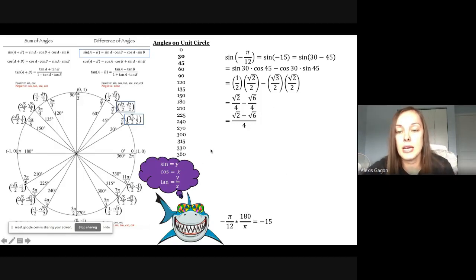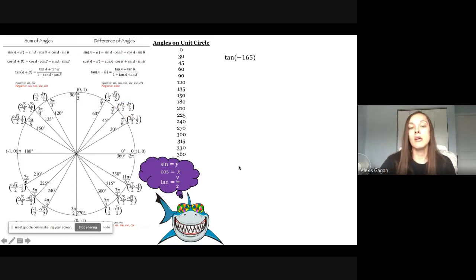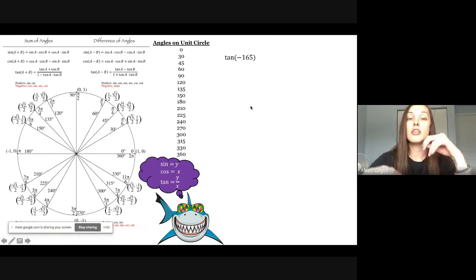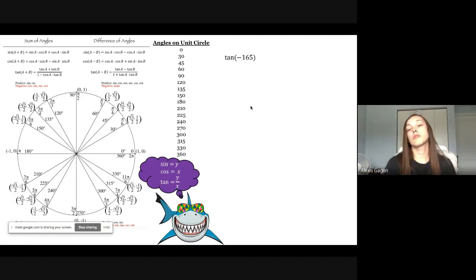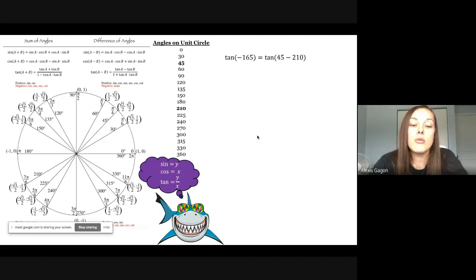Okay, let's do a tangent one. The tangent ones are probably the harder ones. So if we have tangent of negative 165, again, you can find 2 that will subtract to give you 165 and then just switch the order. So I use 210 and 45 because 210 minus 45 is 165. And then just flip that order. So if you do 45 minus 210, you get negative 165.